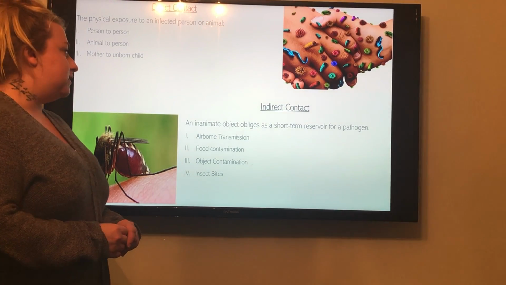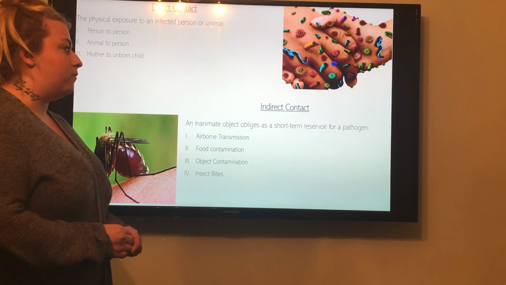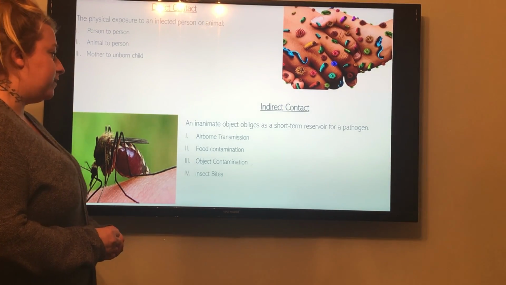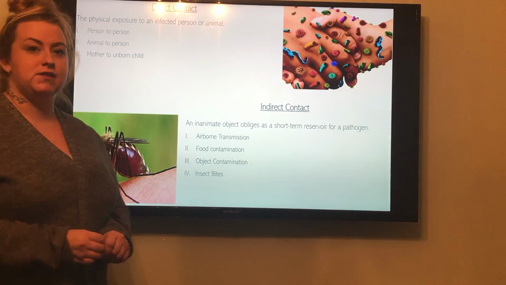Indirect contact is an inanimate object acting as a short-term reservoir for a pathogen, and these are airborne transmission, food contamination, object contamination and insect bites.